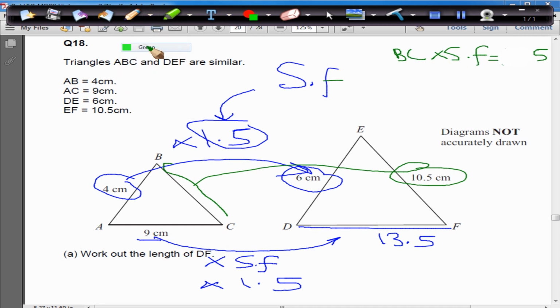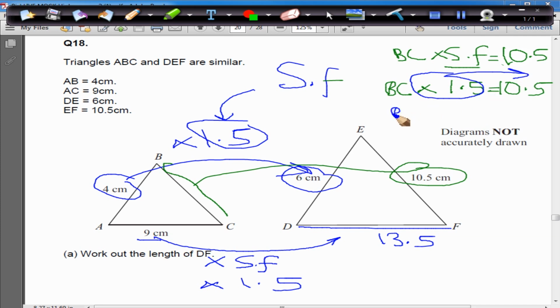Okay, let's try that one more. Now, what is the scale factor? We just said the scale factor was 1.5. So BC times by 1.5 is 10.5, and then what do we do now? That's right, the opposite of times by 1.5. So BC is equal to 10.5 divided by 1.5, which is equal to? What do you get? 7. Yep, 7. 10.5 over 1.5. So that is the length of BC. Done.